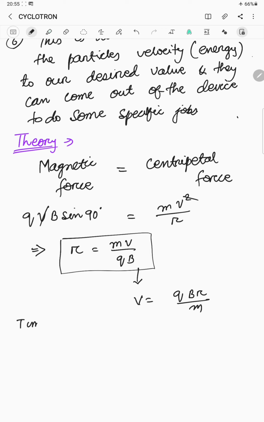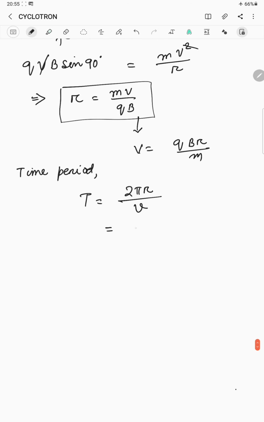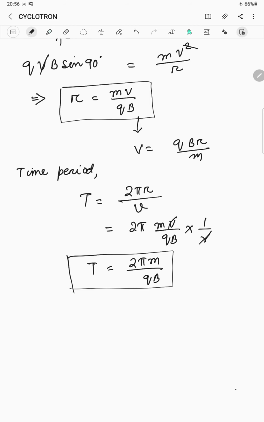Then what about the time period of revolution? The time period T will be equal to 2 pi r divided by the velocity. Okay, so 2 pi r, you can write as mv by qB into 1 by v. So v gets cancelled out, so T will be 2 pi m by qB. Okay, so this is the time period. Now this is the time period for the particle to complete one circle.